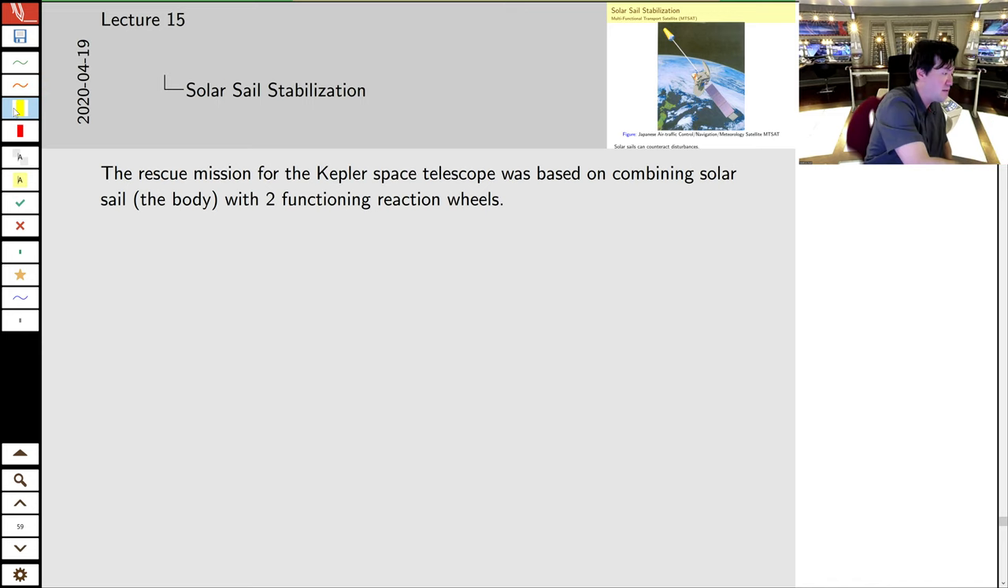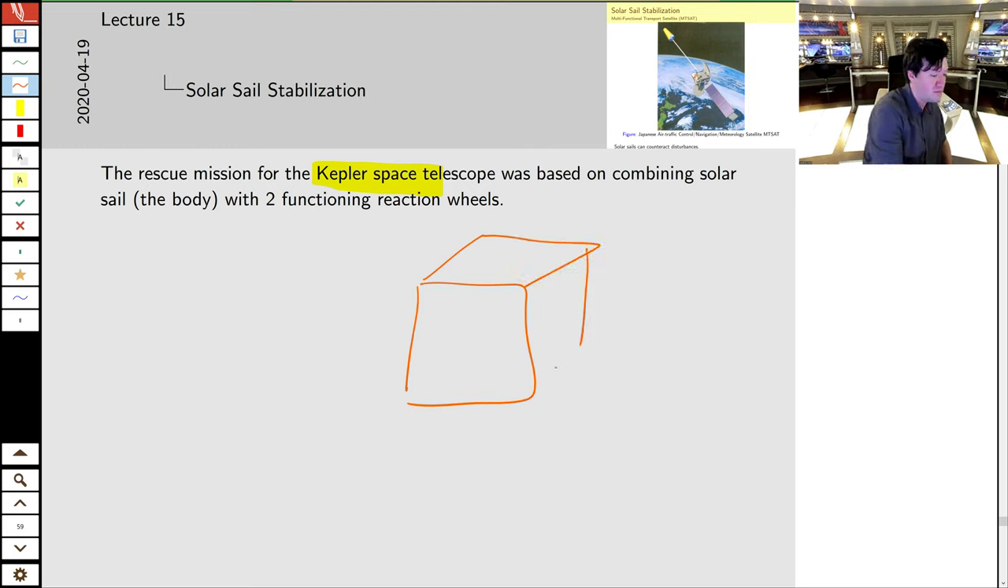Now, I think the best example of actually solar sail for attitude control was, just remember that Kepler spacecraft I keep mentioning, right? The one with four reaction wheels, two of which failed. Right, so this was a spacecraft for planet finding, very high attitude control requirements. It had four reaction wheels, 1, 2, 3, and actually they weren't mounted like that at all. They were mounted like this.